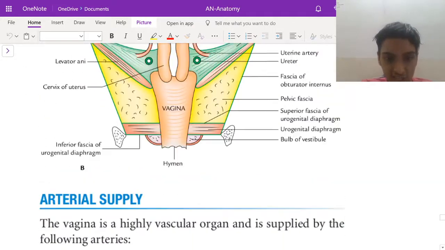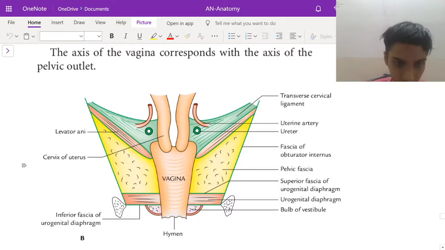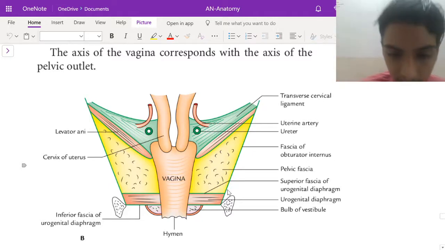Now what are the relations of the vagina? Here we can see the levator ani, the vagina, the cervix, and here the transverse cervical ligament, the uterine artery, the ureter, the pelvic fascia, and we have the urogenital diaphragm covered by the inferior fascia. And this is the bulb of vestibule and the pubic symphysis.